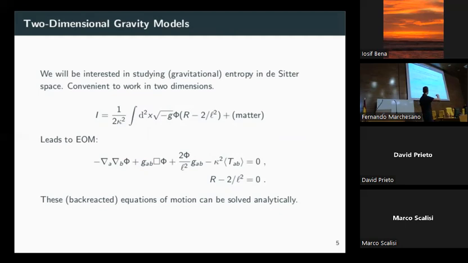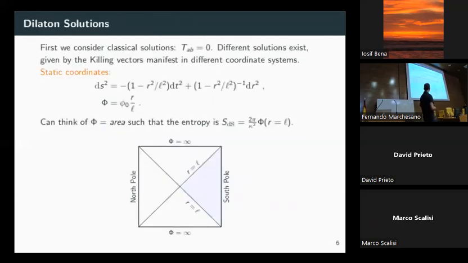Now, when you vary this action, you get these two equations of motion. The first equation of motion is the equivalent of the Einstein equations. And then there's an equation of motion for the dilaton that sets the Ricci scalar to have positive constant curvature. Now, when you take some coupling to matter, there will be a stress tensor. And because we're working in two dimensions, these back-reacted equations of motion can be solved exactly. Okay, so let's first consider classical solutions, so we consider no matter coupling.